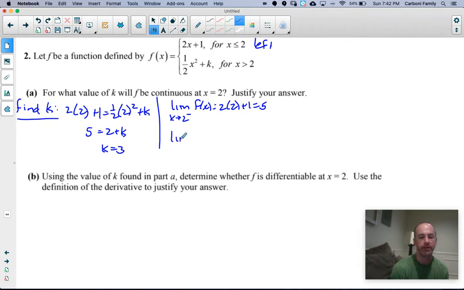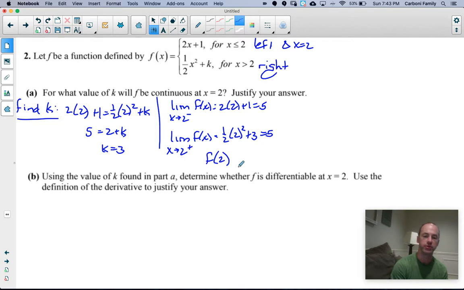And then I'm going to find the limit as x approaches 2 from the right of f of x, which will be half of 2 squared plus 3, and that is also 5. And I need to show what f of 2 is. When x equals 2, we're at the top, and the left side of 2 is at the top, and the right side of 2 is on the bottom. f of 2 is going to be 2 times 2 plus 1, which is also 5.